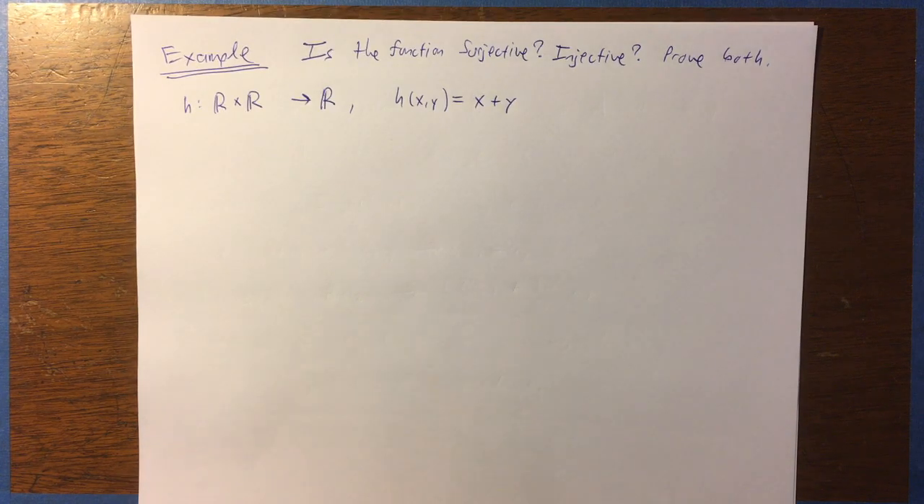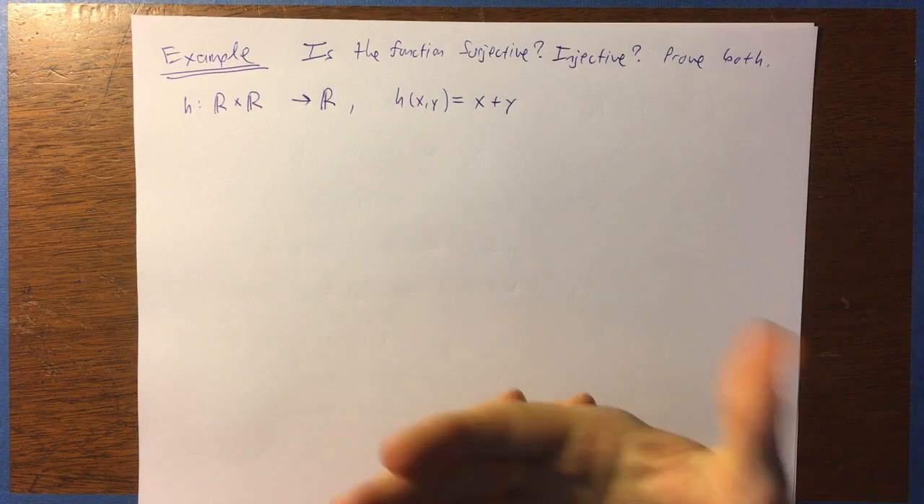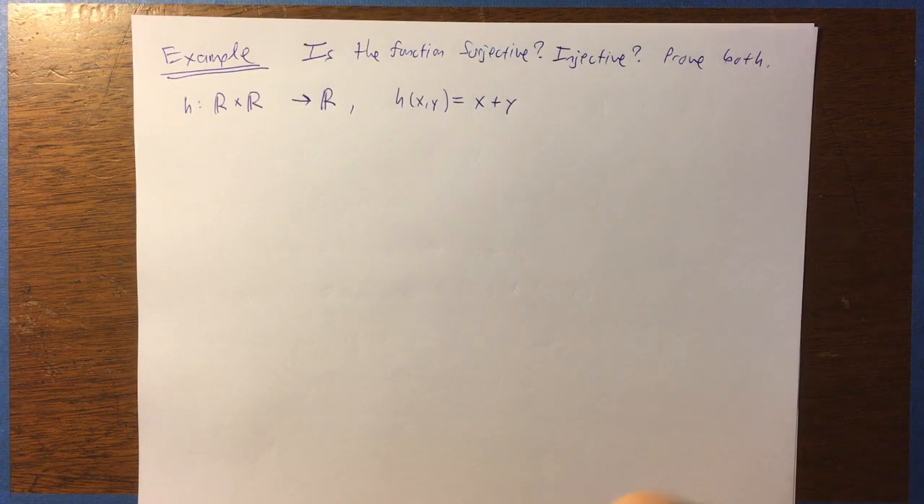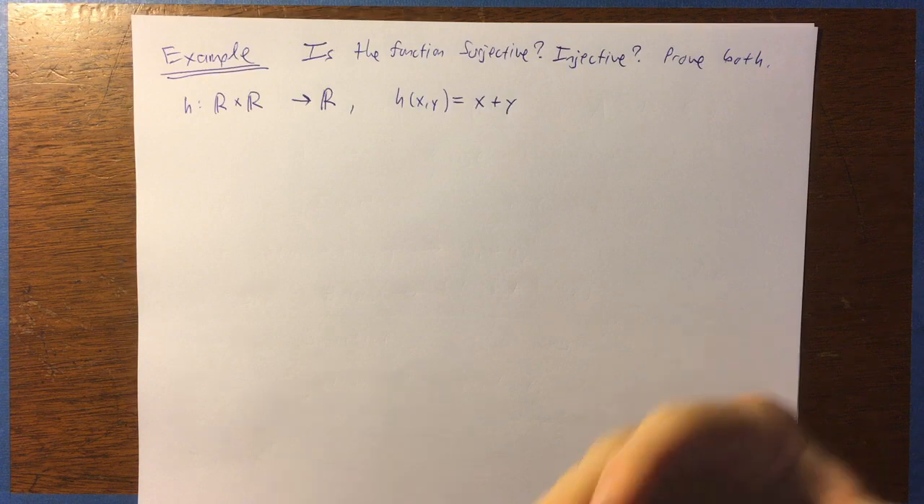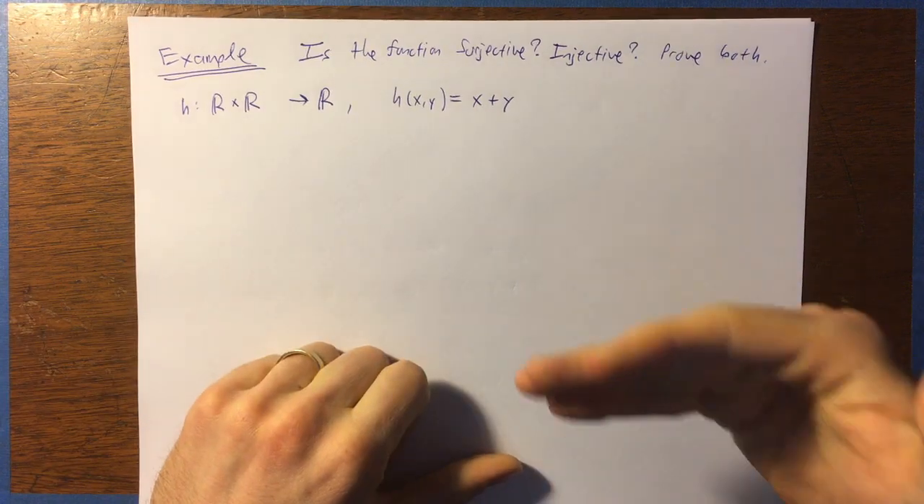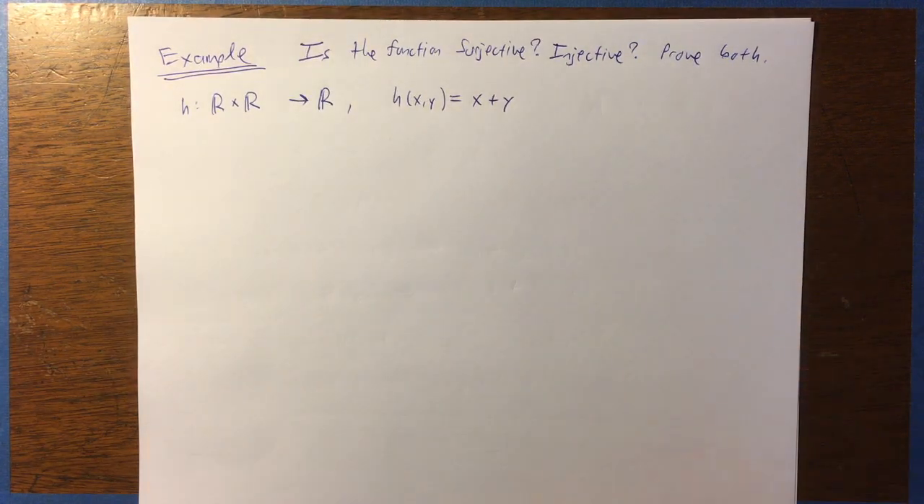Okay, so in this example, we're going to look at a specific function and ask the question, is the function surjective? Is it injective? And then for each case, we're going to answer with yes or no, and then we're going to prove it. All right, so the function is this.